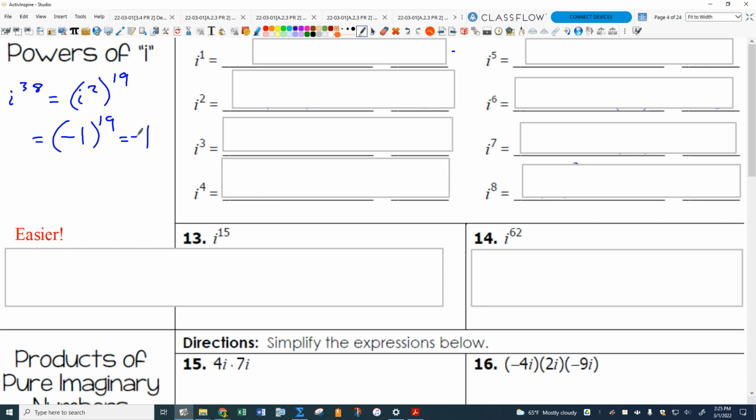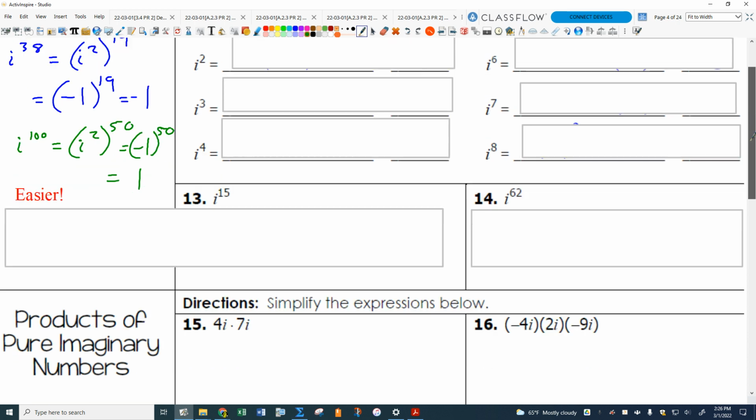Right? Okay, how about if we do i to the 100th? Can anybody tell me what that's going to be? What's 100 divided by 2? 50. Yeah, the answer's going to be 1, isn't it? So I'm going to get i squared to the 50. Well, that's equal to -1 to an even power. What's -1 to any even power? 1. Right? Okay, let's go down and try another example.